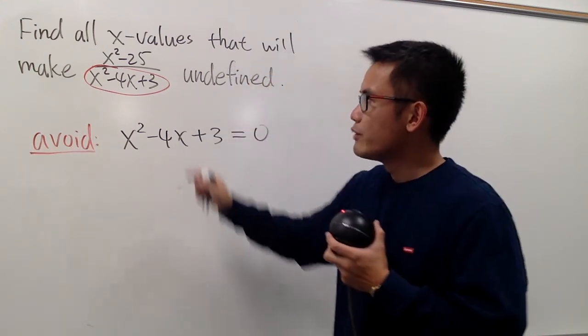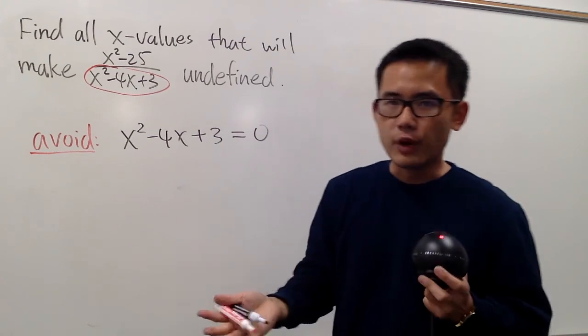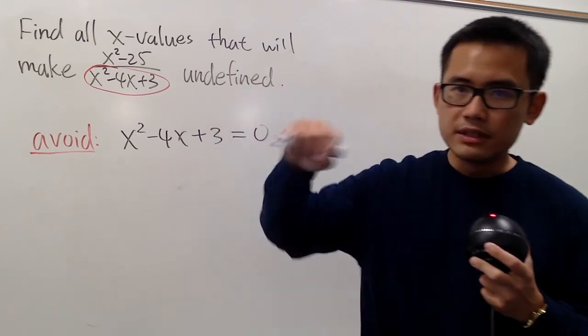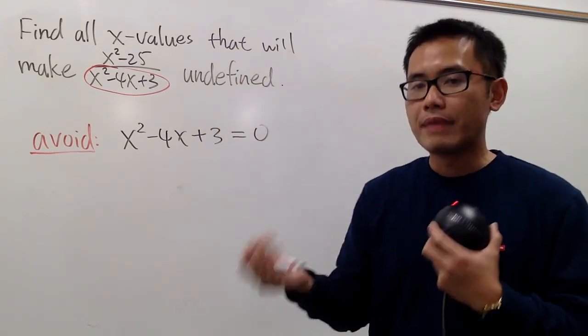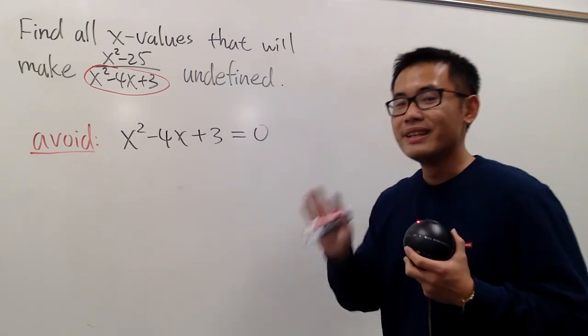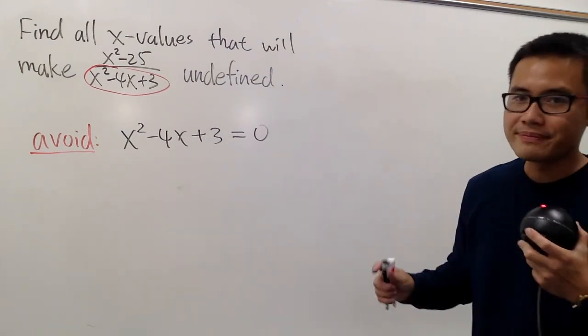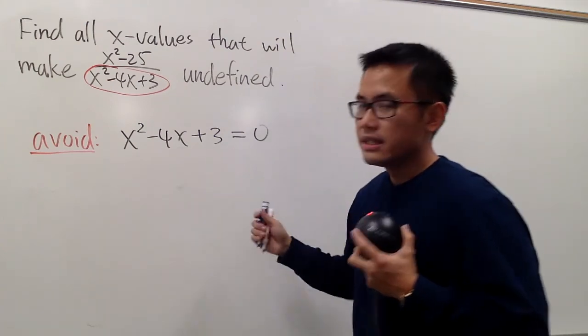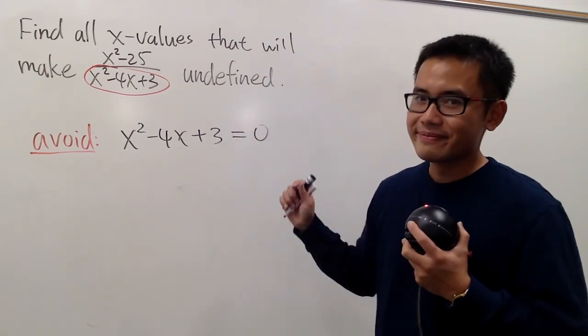And yes, I don't have to worry about anything on the top because, for example, if we have 0 over 3, that will be 0. That's okay. But we cannot have 3 over 0. 0 cannot be on the bottom for the fraction. And now we'll focus on this and then solve the equation, and that will be it.